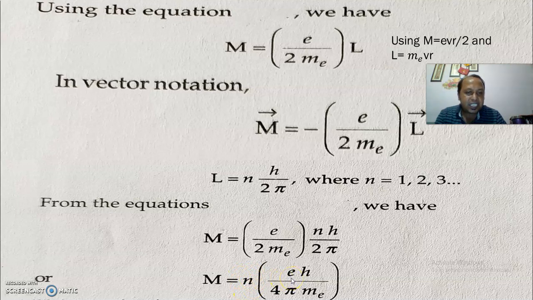Otherwise, all the terms, e the charge on an electron, h Planck's constant, 4 pi, and m_e the mass of the electron, remain constant. This constant quantity we call Bohr's magneton. So the magnetic dipole moment of an electron revolving around the nucleus, or the magnetic dipole moment of the atom, will be given by n into eh by 4 pi m_e, where eh by 4 pi m_e is the Bohr magneton.